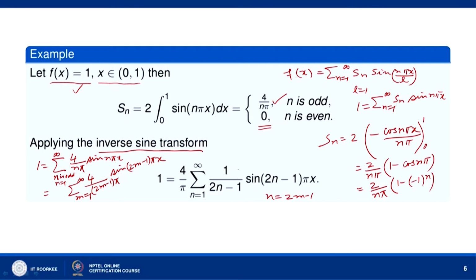Okay. So, replace now m by n. So, you get 1 equal to 4 over pi, we can write outside the summation. So, 1 equal to 4 over pi sigma n equal to 1 to infinity 1 over (2n minus 1) sin (2n minus 1) pi x. So, this is how we find the inverse sine transform when Sn is known.